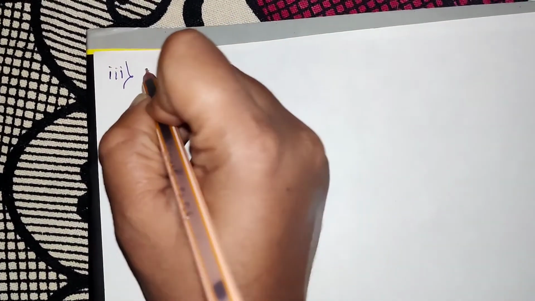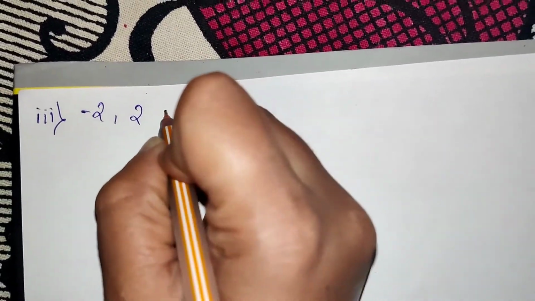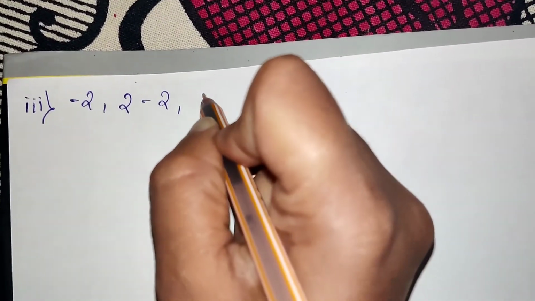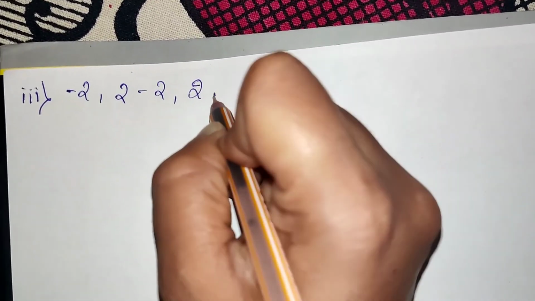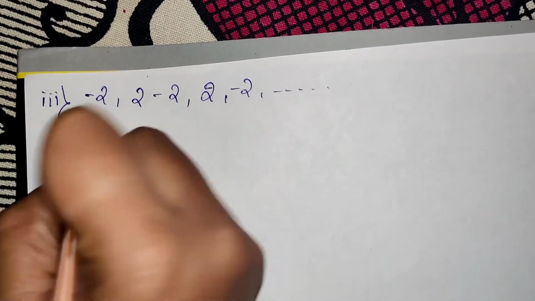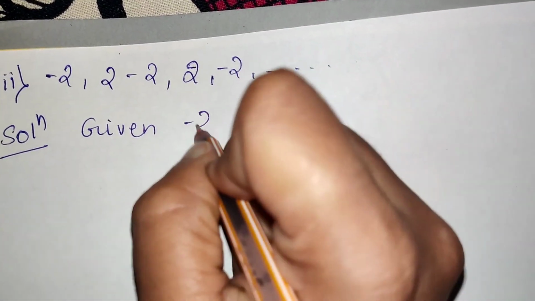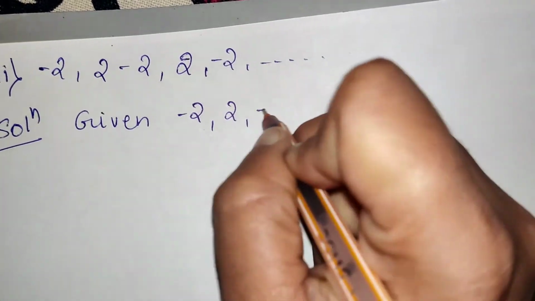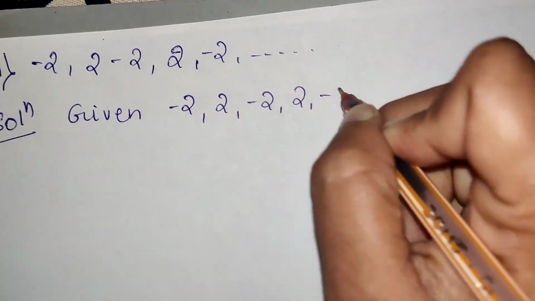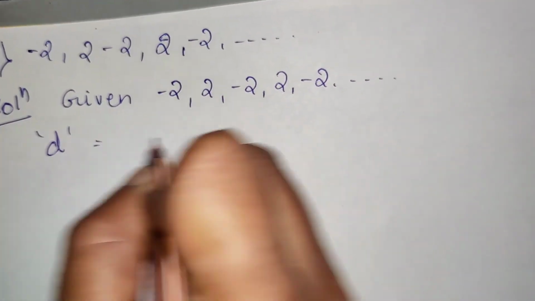Let us see the third problem. Third problem they have given minus 2, 2, minus 2, 2 and minus 2. So solution, we have to write given minus 2, 2, minus 2, 2 and minus 2. Okay, let us find the common difference.